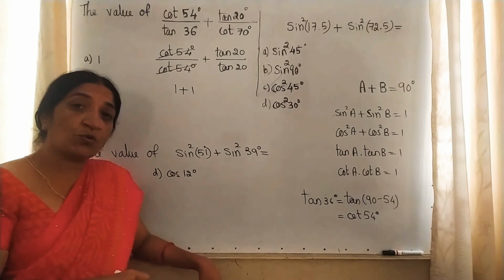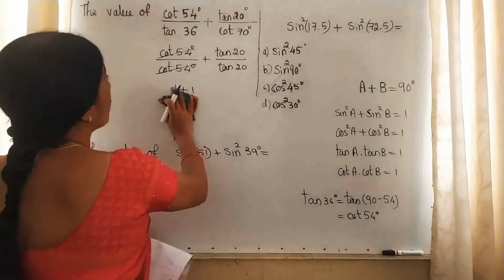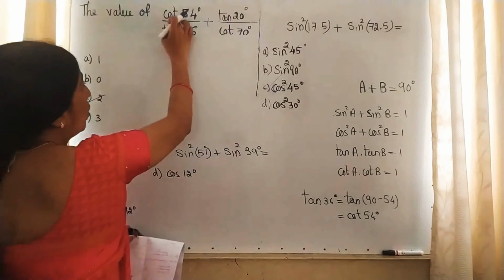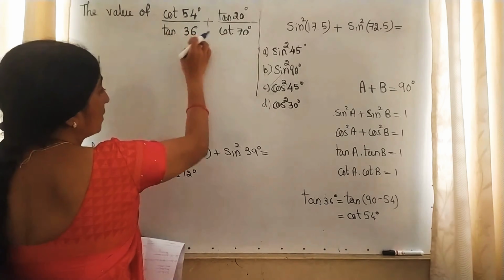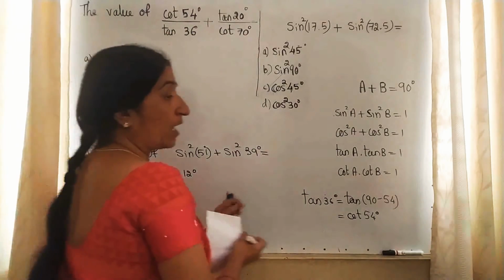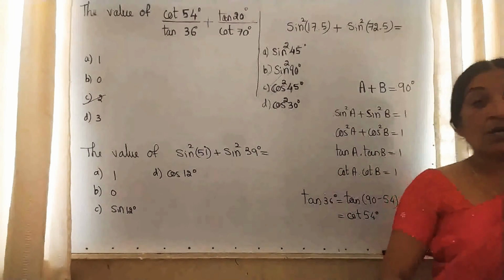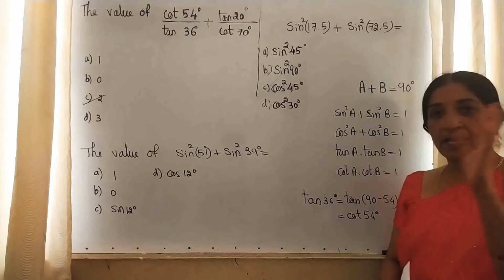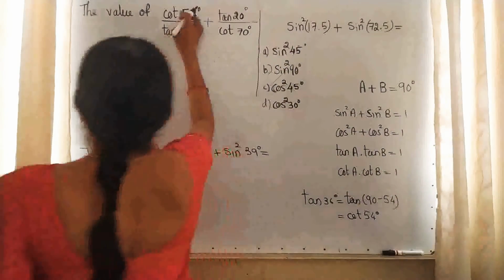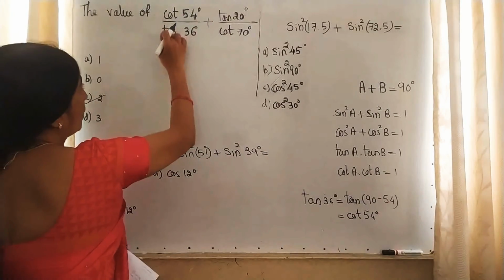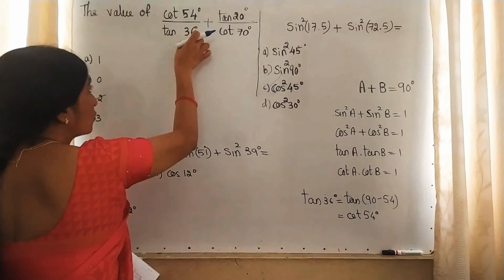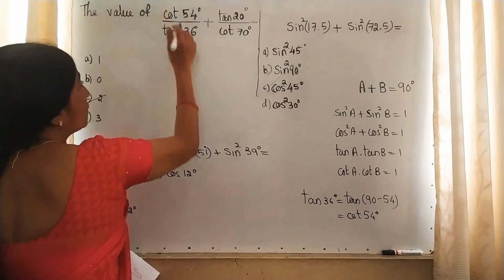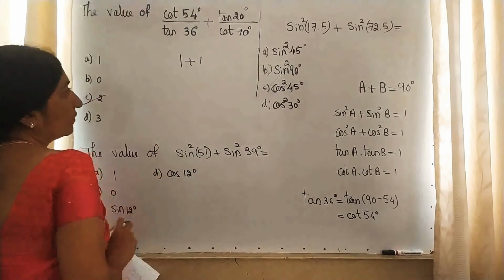But in CET, what to do? In CET there is no need to write all these steps. Just write down cot 54 and tan 36. You have to check whether they are allied angles to each other or not: sin and cos, cosec and sec, tan and cot, like that. Tan 54, cot 54, tan 36. When you add these two, it is 90 degrees. If it is 90 degrees and they are allied angles to each other, then it is 2.